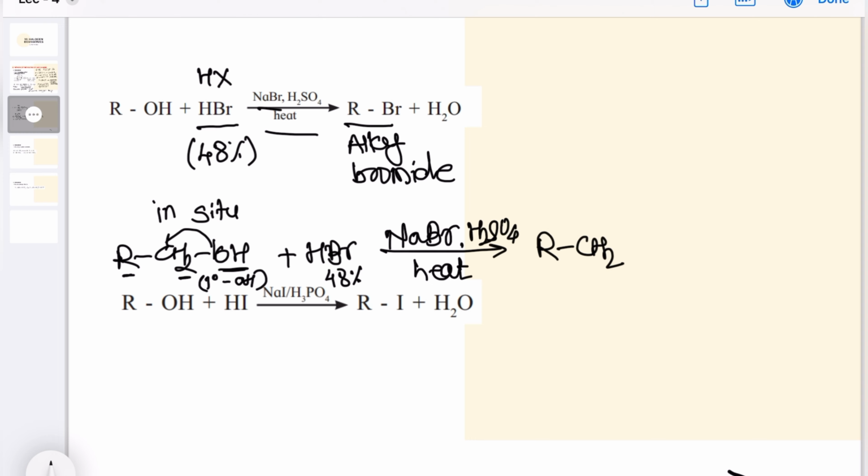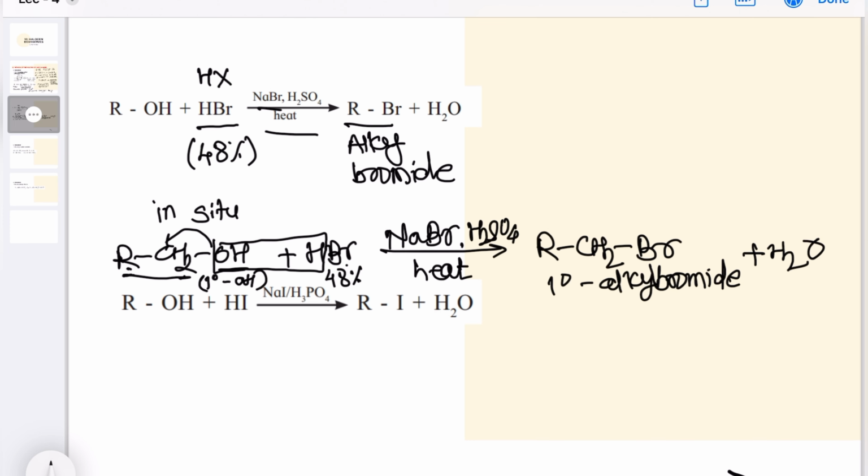What is going on here? This OH and H as a water molecule are removed and the remaining part just joins RCH2. I am writing here, and from HBr, that is Br. So the product is primary alkyl bromide. Okay, understood? So the next reaction, if we are preparing alkyl iodide, then what type of different conditions are there?